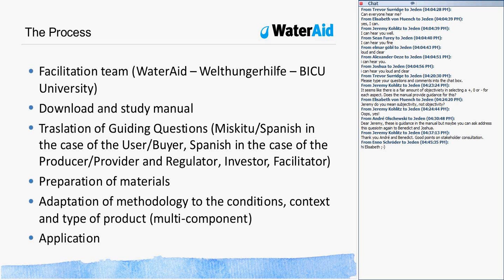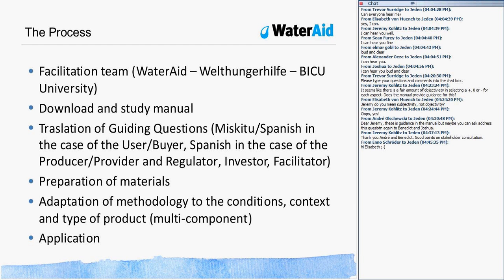And then we had to go through the process of translating the guiding questions and the key questions. In that process, we were able to adapt the questions for their specific application to the technology that we were going to apply them to. We found that to be a fairly easy process.